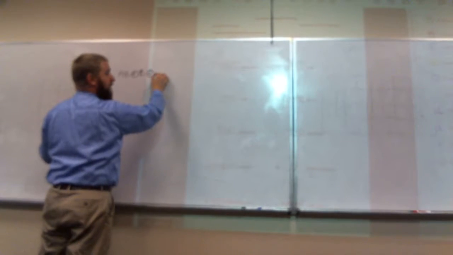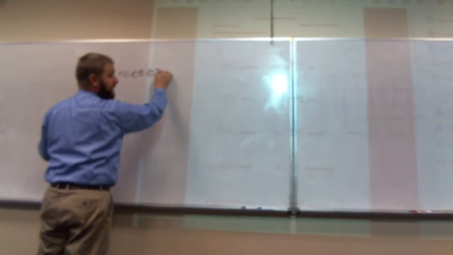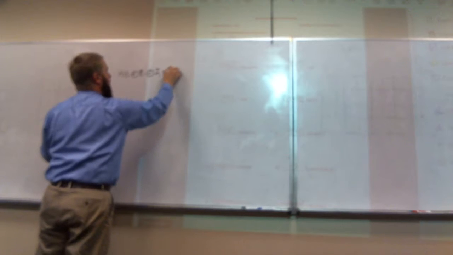A naught, B, C naught? A naught, B, C naught, yes. A naught, B, C naught. Okay.